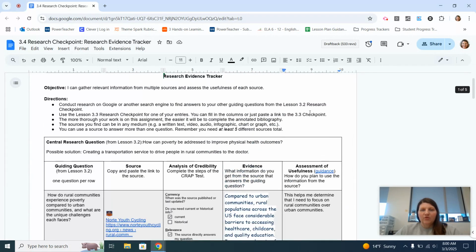So again, you're looking for patterns, you're looking for solutions, you're looking for what are the little aspects of the problem that stand out to you so you can come up with a solution.